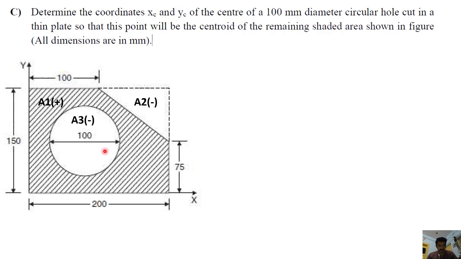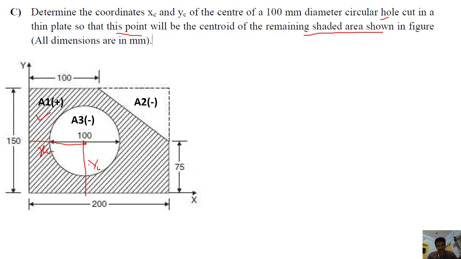So first understand the question itself. We have to determine the coordinates xc and yc of the center of that 100 mm diameter circular hole. Let's say this is xc and yc, such that this point will be the centroid of the remaining shaded area shown in the figure. So this point should be the centroid of this shaded area also. I hope you understand the question.